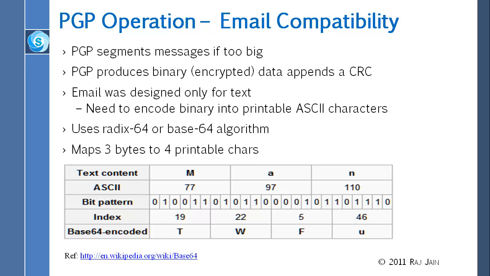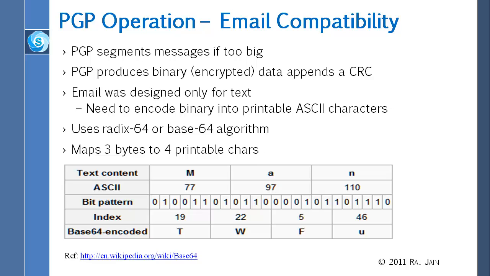So what you do is you take whatever you want to send. Let's say MAN you want to send. Now these are all mailable characters, but they are not 6 bits. We want to convert everything into 6 bits. These are all 8 bits, right? So when you convert them into Radix 64, you convert everything into 6 bits.